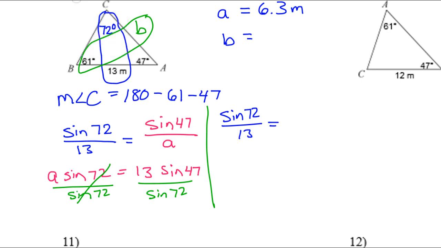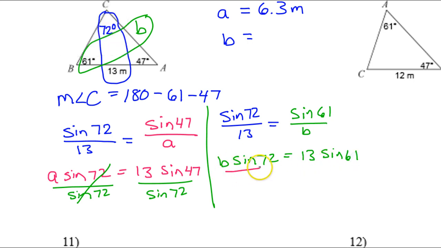But this time, I'm going to set it equal to this new ratio where the sine of 61 will be over b. And I'm going to solve this the same way. So cross multiply, and I will have b sine 72 is equal to 13 sine 61. I'm trying to get b, so my next move would be to divide both sides by sine 72. Alright, so these will cancel out, and now I've got b by itself.